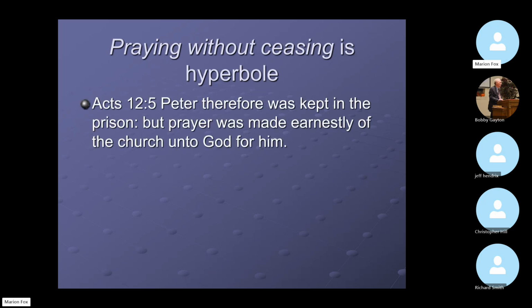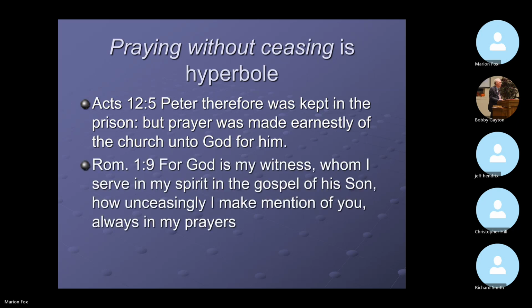If you go on in verses 30 and 31, you'll see that. Peter said to pray without ceasing. "Peter, therefore, was kept in the prison, but prayer was made earnestly of the church of God for him." So they were praying without ceasing. They were earnestly praying for Peter's safety. And of course, he was delivered.